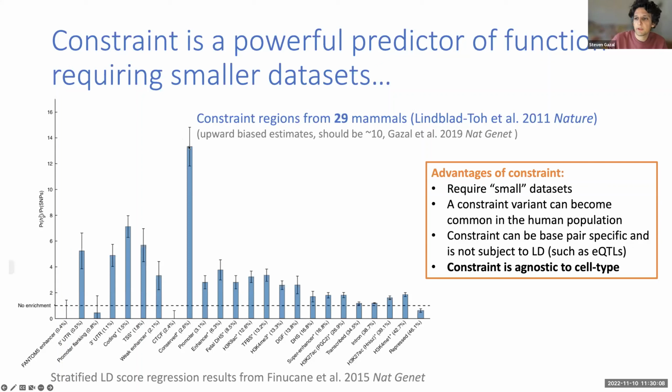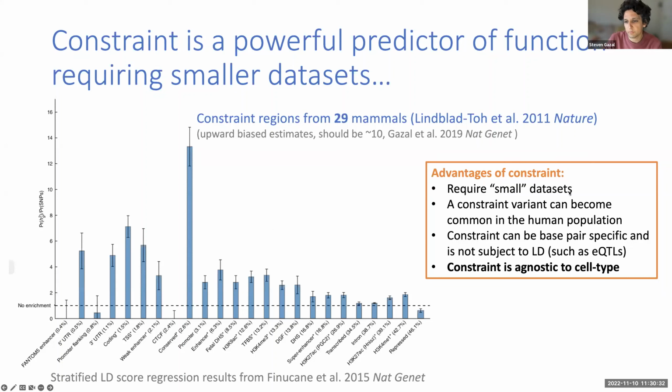Since then, we made some methodological improvements showing that it was a little bit upward biased, and the true value is around 10. But anyway, I think that's a technical detail. The punchline here is that it's really informative, and you get that information by using only 29 mammals. And there are other advantages of using this constraint annotation, among others.